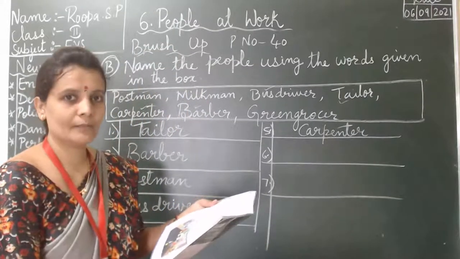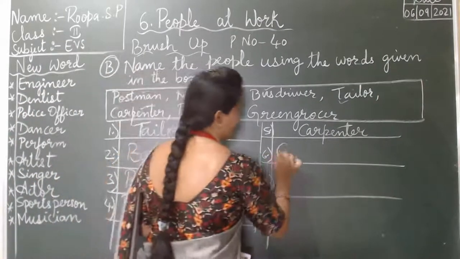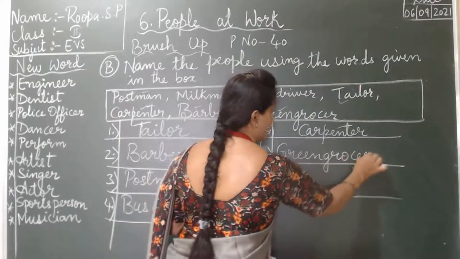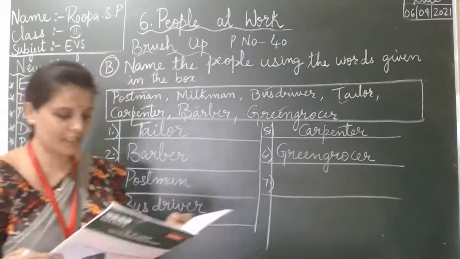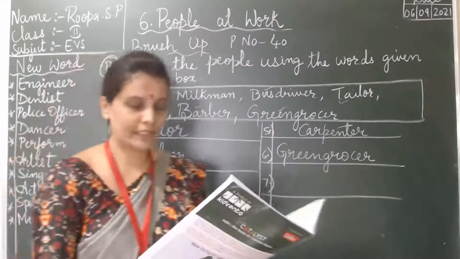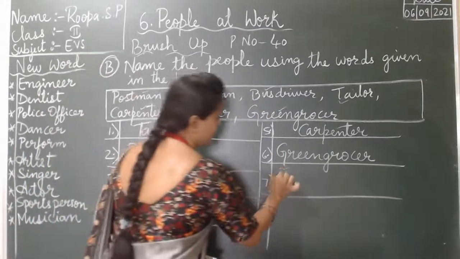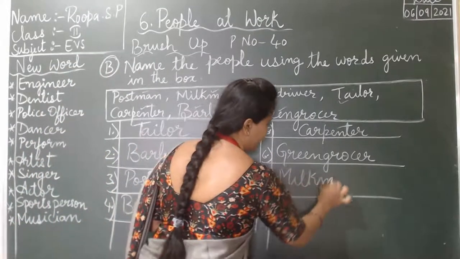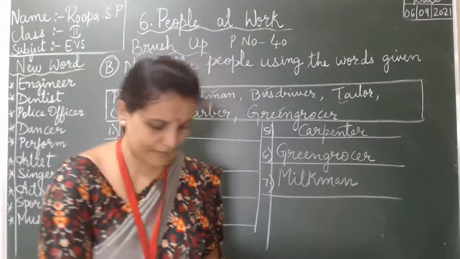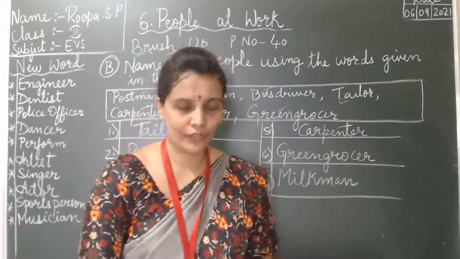Now look at the picture. Sixth. Who is he? Greengrocer. What does he do? He sells vegetables. So write greengrocer in the sixth blank. So the sixth picture is of a greengrocer. Then last one. Can you see a person with a milk can? What does he do? He delivers milk. So he is a milkman. So write milkman in the seventh blank. Got it, children? Yes. Now write all these 7 blanks in your textbook on page number 40.